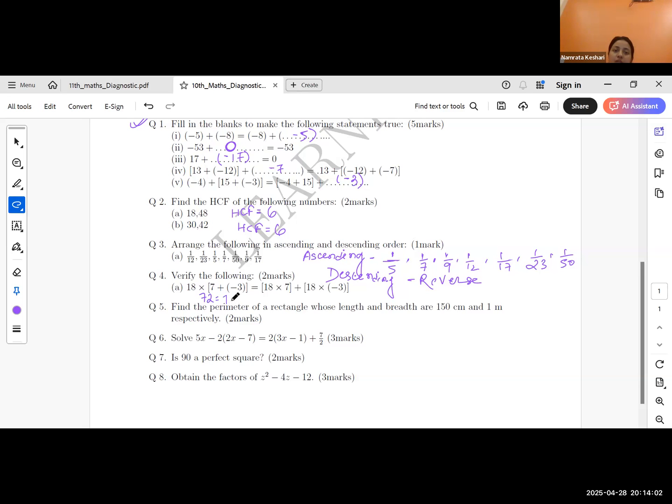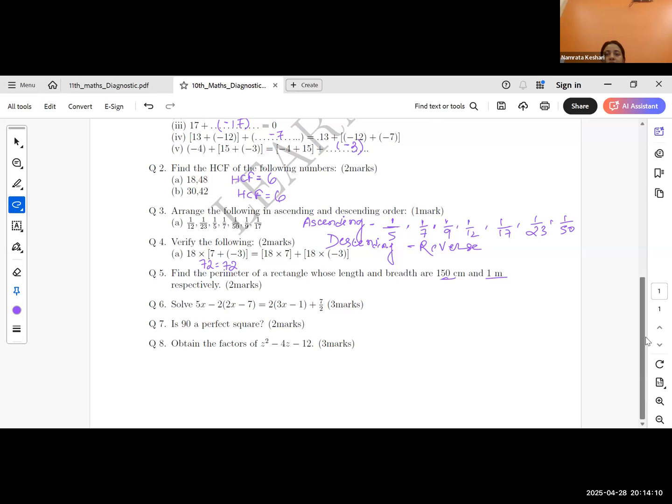Please do the next one. The perimeter of a rectangle whose length and breadth are given: 150 centimeter and 1 meter. We'll find the perimeter, 2 into a plus b, so 500 centimeter. Yes, perfect. Let's do questions 7 and 8 first.